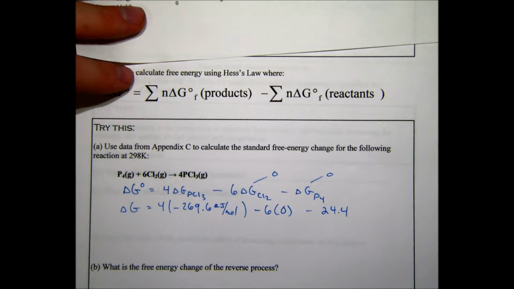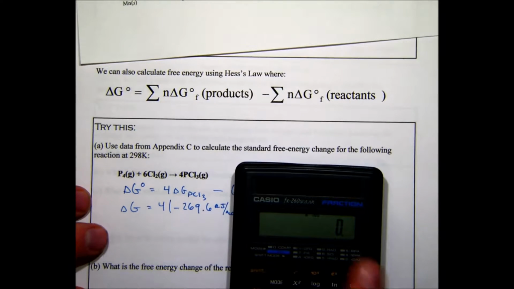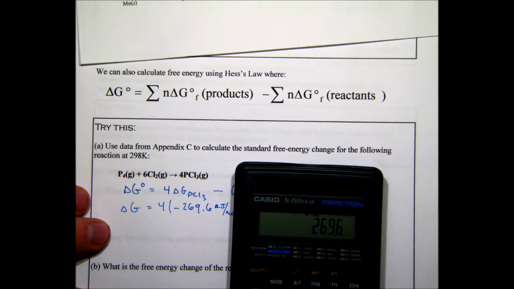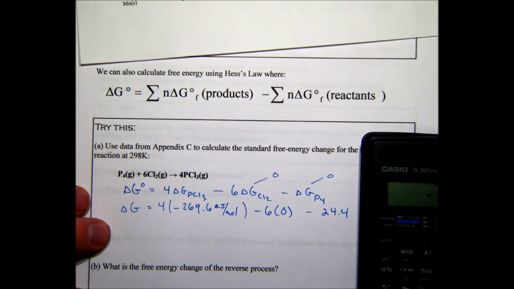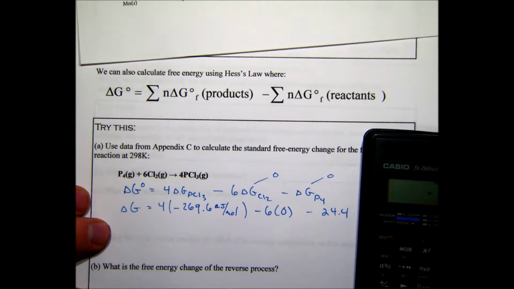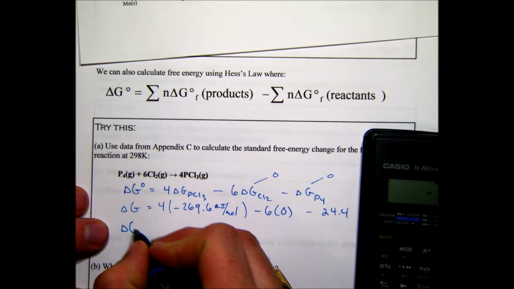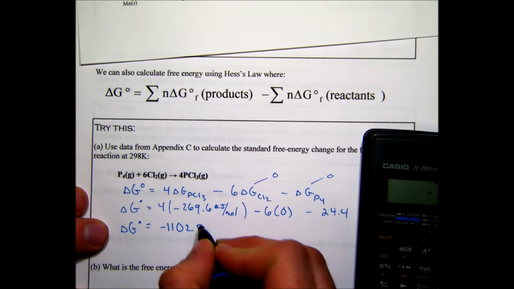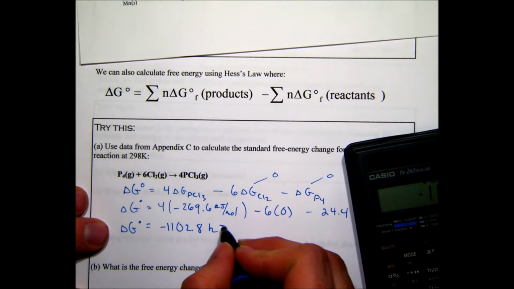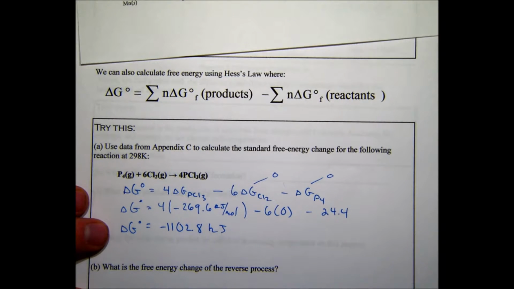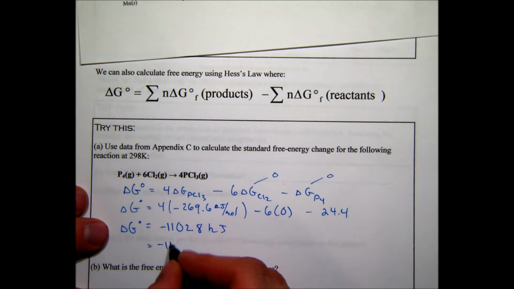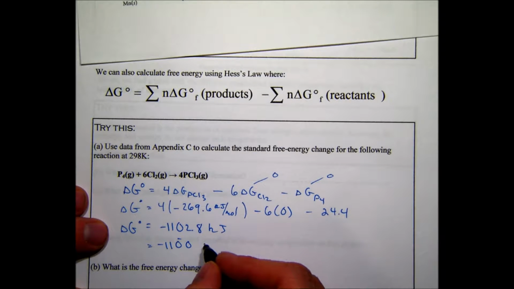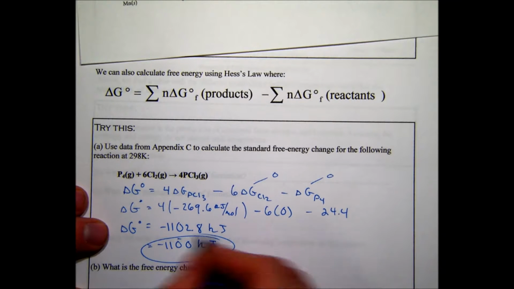So we go through and we complete that calculation. So 4 times negative 269.6, take away 24.4, delta G standard state is equal to negative 1102.8 kilojoules, or negative 1100 kilojoules for significant figures.